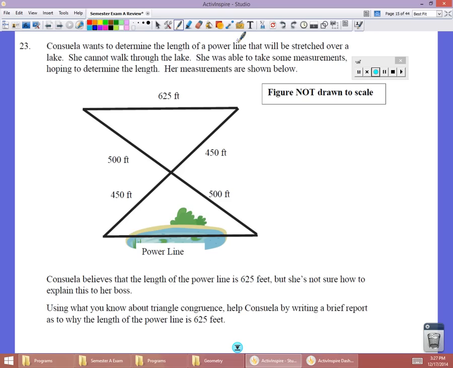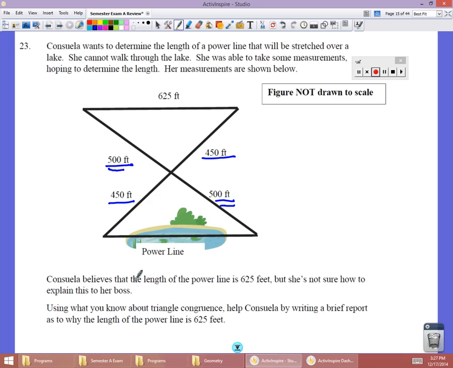Now, a good thing to note here is it says figure is not drawn to scale, and that's actually the case in a lot of these drawings. But when we take a look, what we should notice is that we do have two triangles here. We have 450 feet here and 450 feet here, and then we have 500 feet here and 500 feet here. So right off the bat, we see that there's two sides and two sides that are congruent to each other, and so we may be thinking along the lines that the two triangles should be congruent to each other.